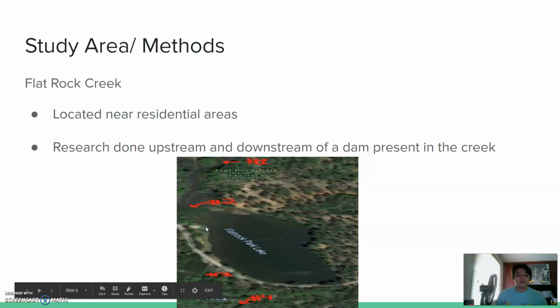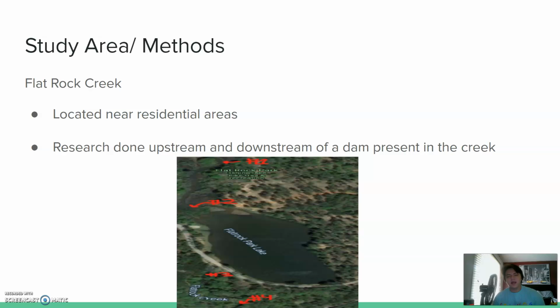And so pretty much the study area for this: Flat Rock Creek. I am right next to Flat Rock Park. There are big residential areas here. I know of at least one apartment complex and then a bunch of subdivisions. And there's a dam that sections off from the lake, and it filters from the dam to go further downstream.